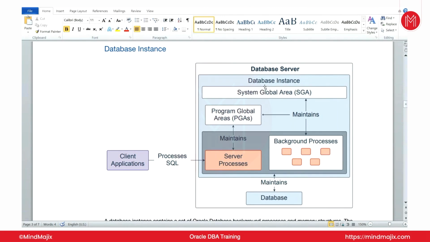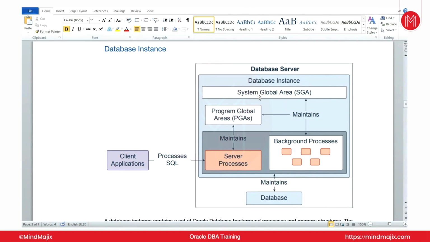The SGA is a part of the memory structure. It is basically a memory area which is used by server and background processes. This particular area is a shared area. That means all the background processes and all the server processes can work in this area. They can use this area to do their work.